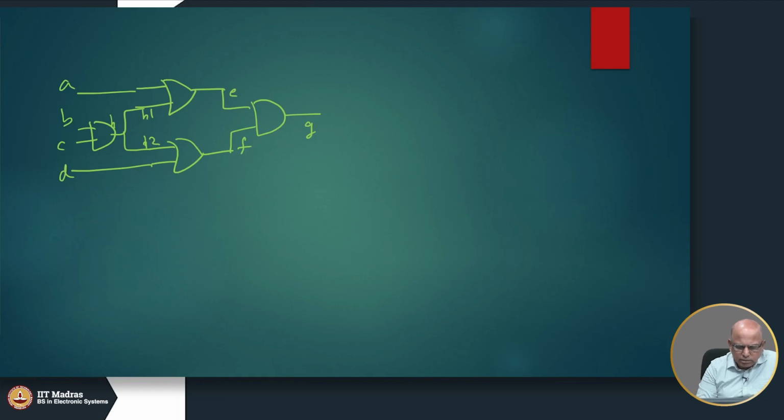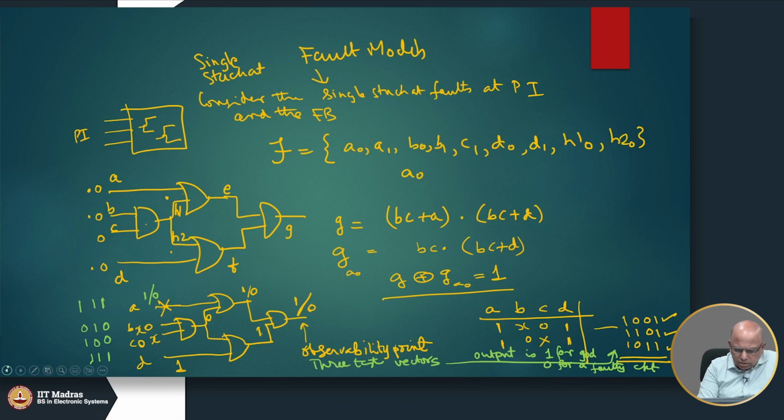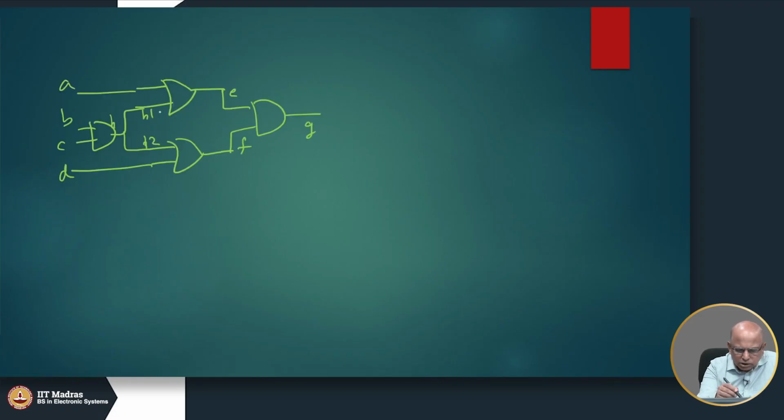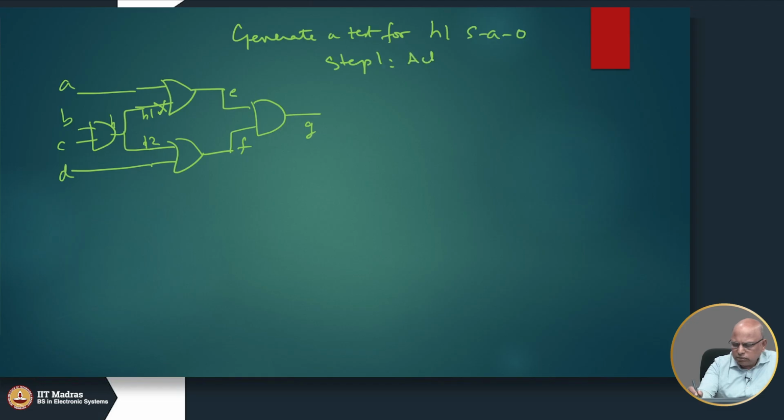Let us try H1 stuck at 0. So, H1 stuck at 0. We are trying to generate a test vector. So, first thing is step 1, activate the fault.